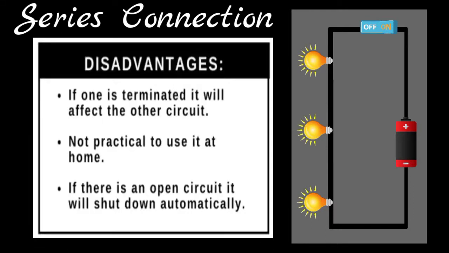Here is the list of disadvantages of a series connection. If one is terminated, it will affect the other circuit. It is not practical to use at home. If there is an open circuit, it will shut down automatically.